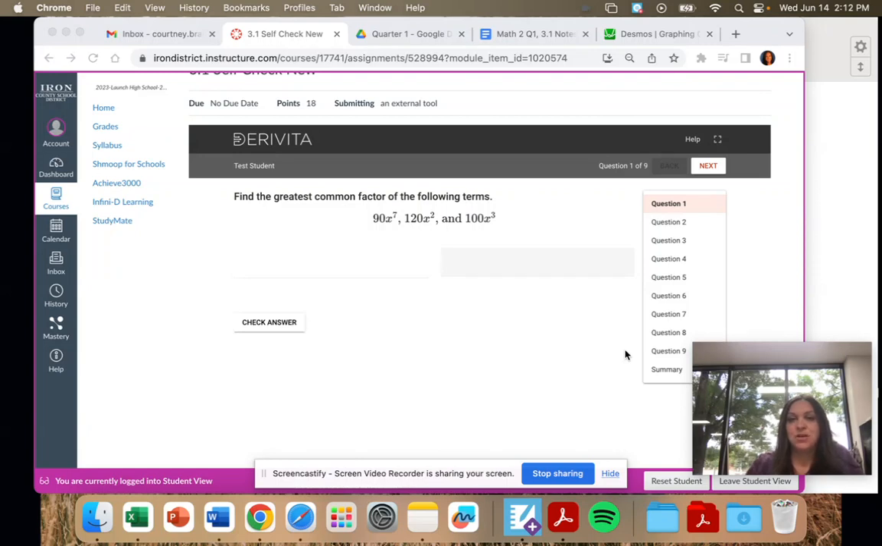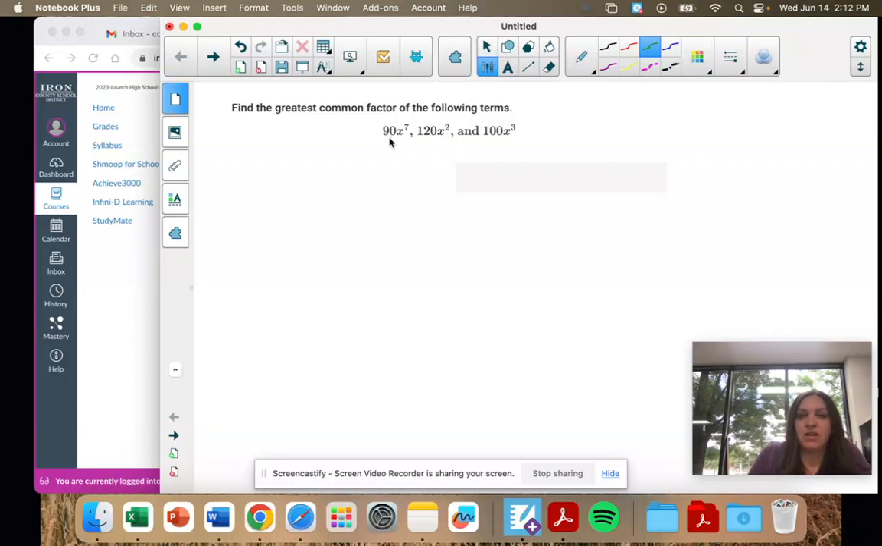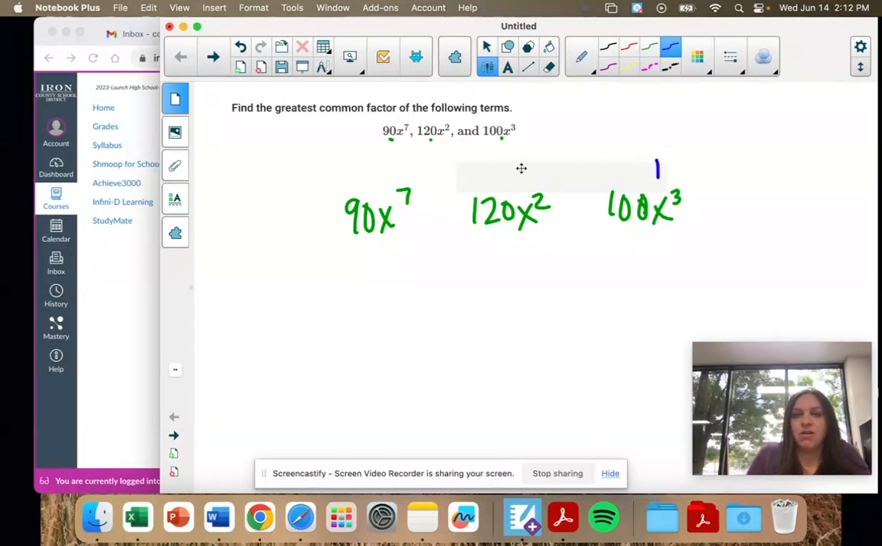Okay, question 1 for 3.1 is we're finding the greatest common factor and we're given 3 terms. So what we're trying to find is what of these all have in common? What can we divide all of these by that are the same? So I like to start with the variable. It's easier to see. See how all 3 of them have an x? Well, what is the smallest x?